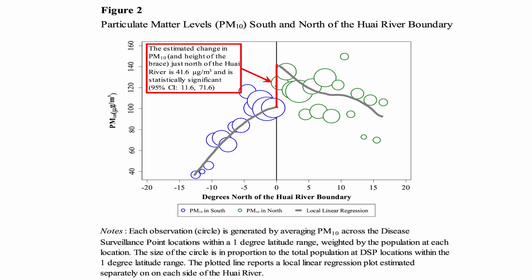on the two-dimensional plane of data, where I'm looking at the degrees north of the Huai River boundary. So negative means it's in the south, and positive is in the north. And we are going closer and closer and closer to the river. Each of these bubbles is a simple average of the data around different points of the degree, with the size of the circle in proportion to the population in each of these locations.